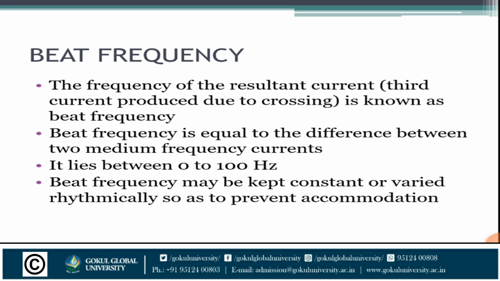Beat frequency is equal to the difference between two medium frequency currents, and it lies between 0 to 100 Hz. Beat frequency may be kept constant or varied rhythmically so as to prevent accommodation. If the two medium frequency currents remain constant, beat frequency will be constant. Current at a constant frequency leads to gradually diminished response due to habituation to the particular current. So it is corrected by continuously varying the beat frequency, which is called a frequency swing.